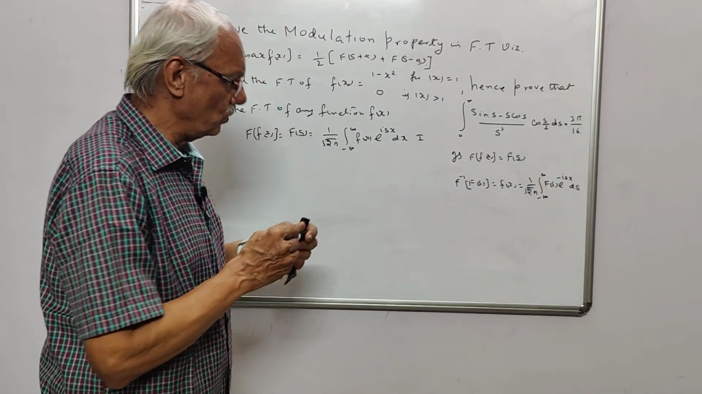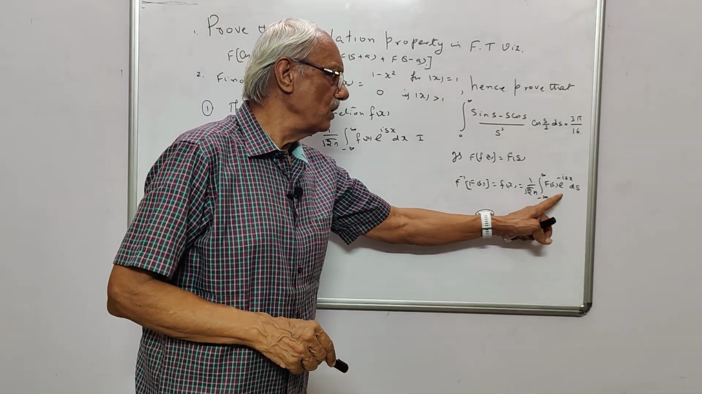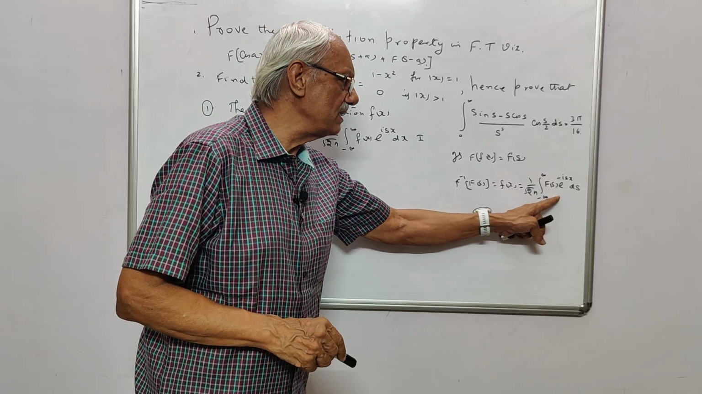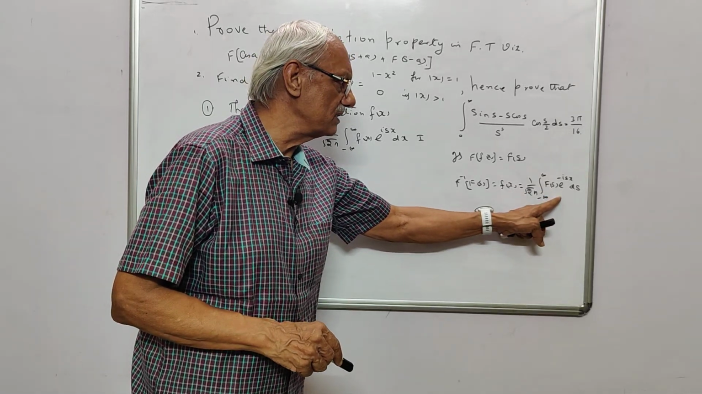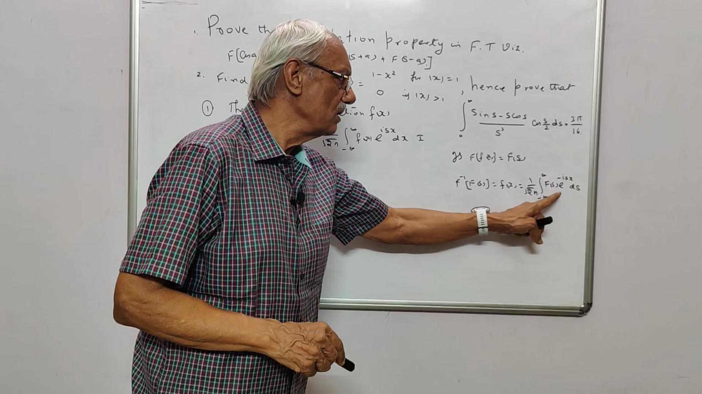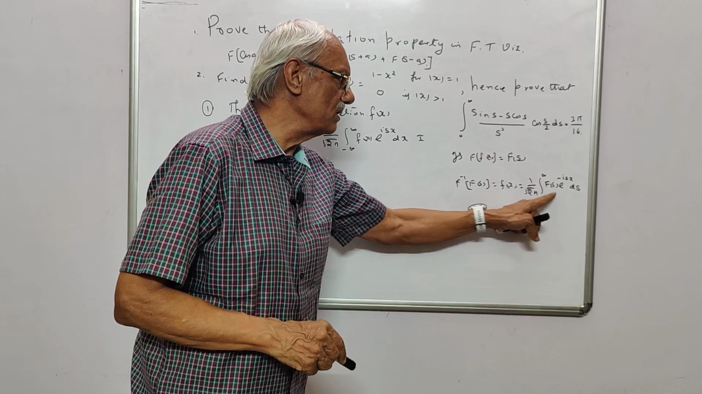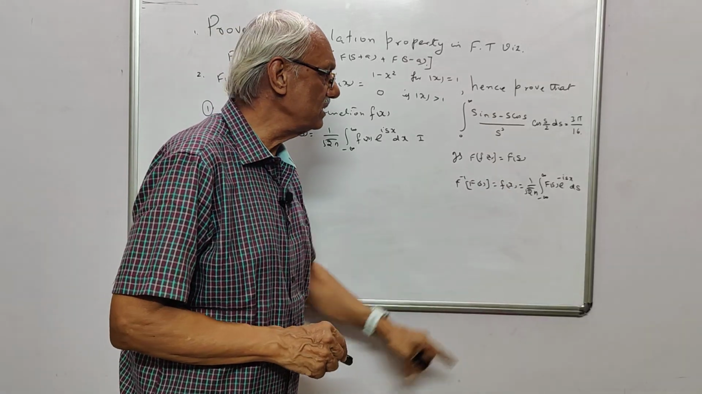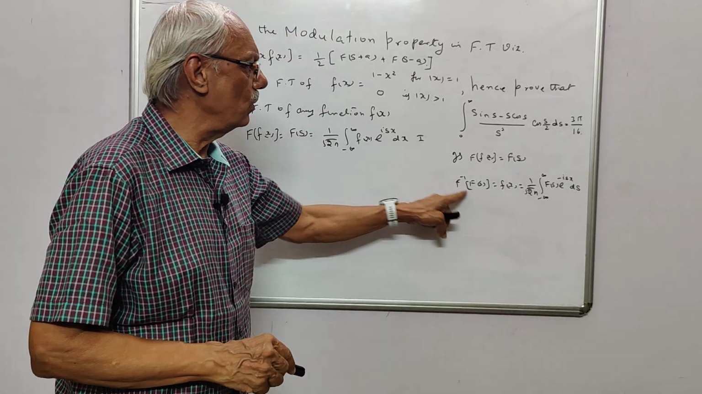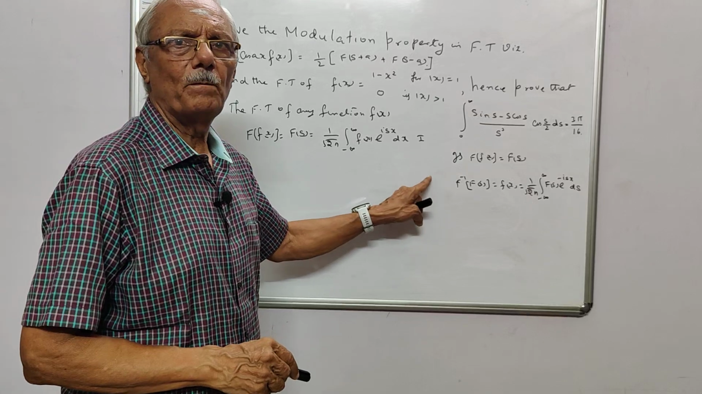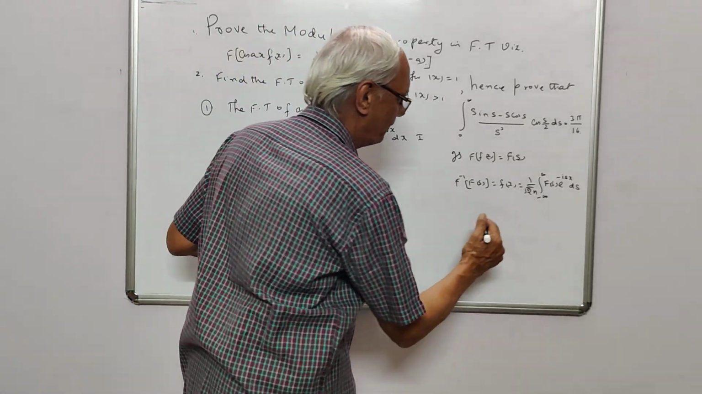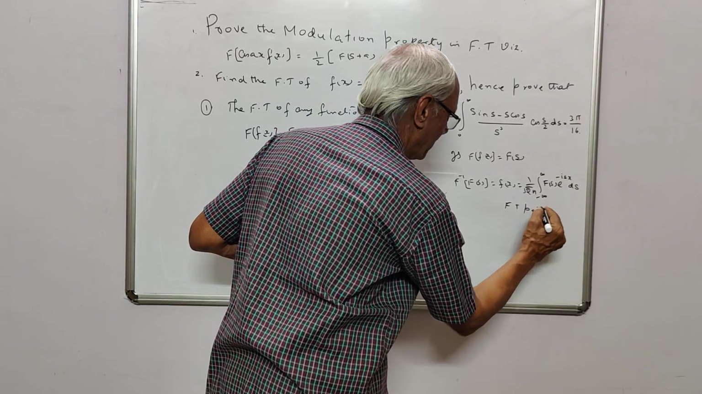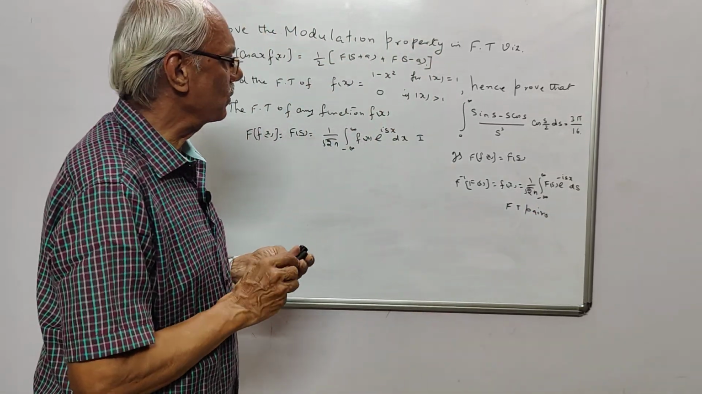Once you integrate this, you get a value which is a function of x. So these two are called Fourier transform pairs, FT pairs.